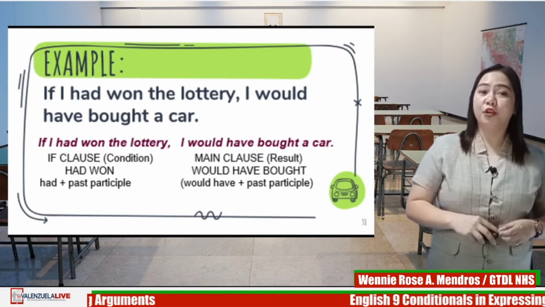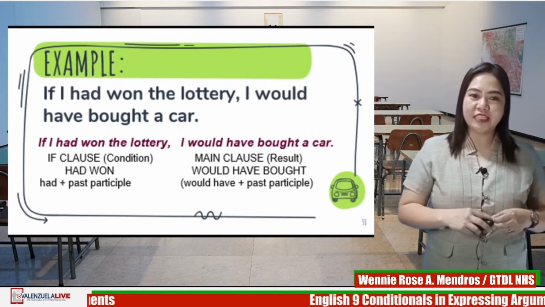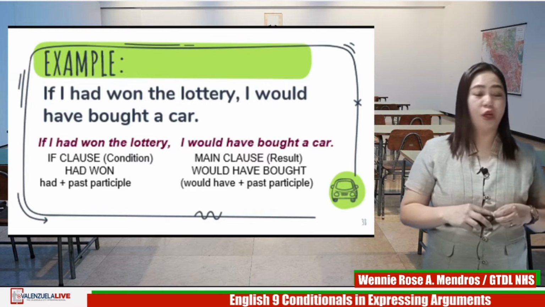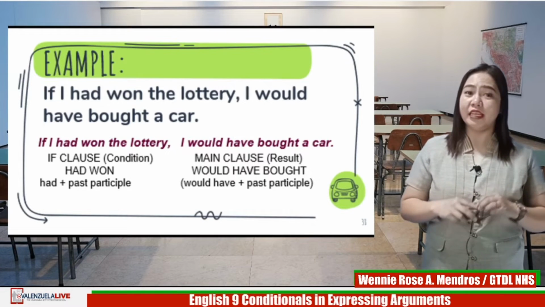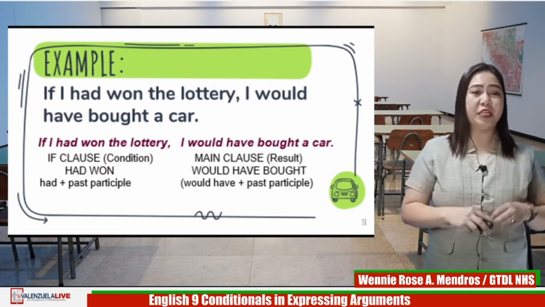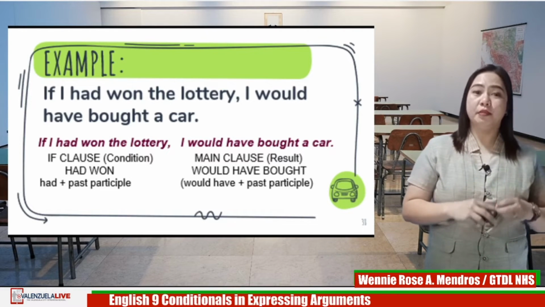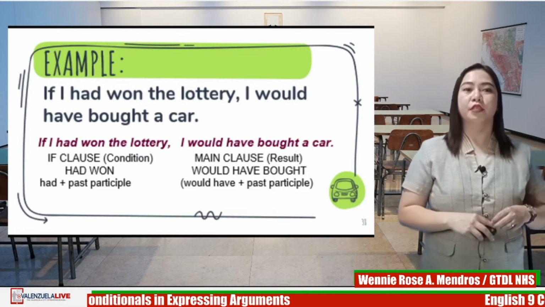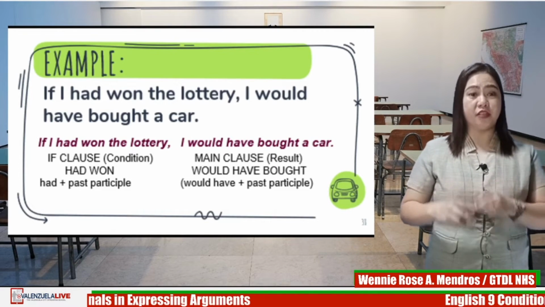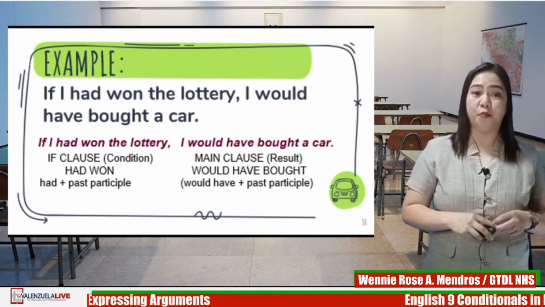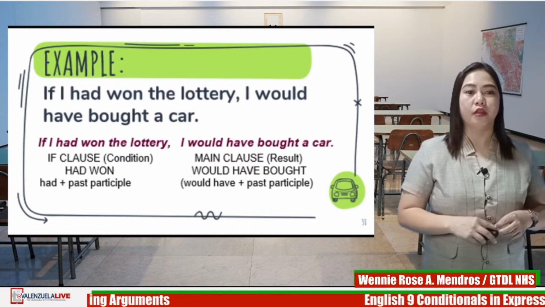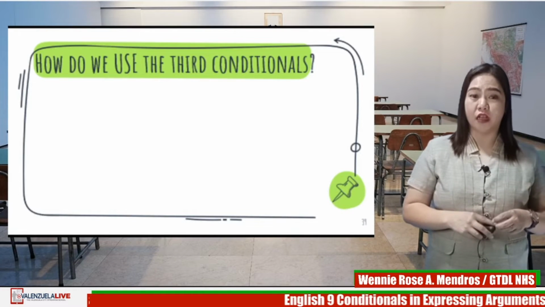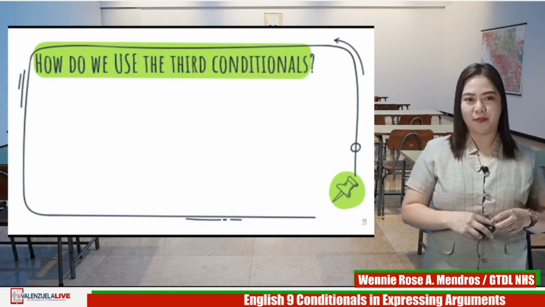If I had won the lottery, I would have bought a car. Notice that this sentence talks about an impossible past condition. You did not win the lottery. It means that the action was already completed in the past. We use the past perfect tense to talk about the impossible past condition. We use would have plus the past participle to talk about the impossible past result. So, the important thing about the third conditional is that the condition and the result are both impossible to happen.